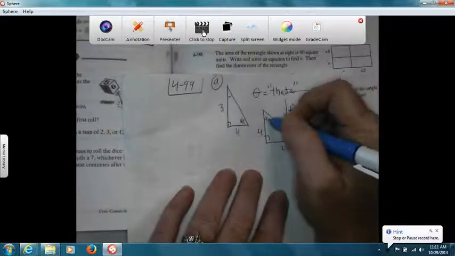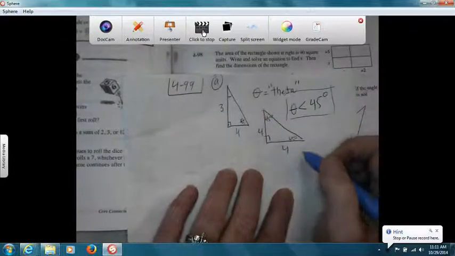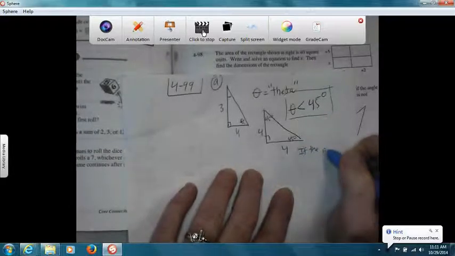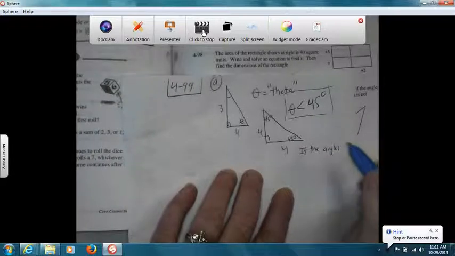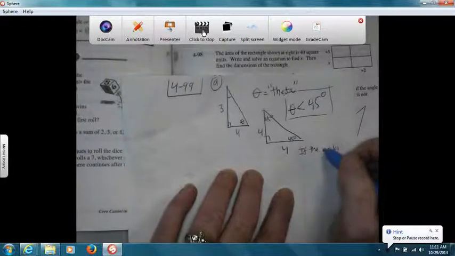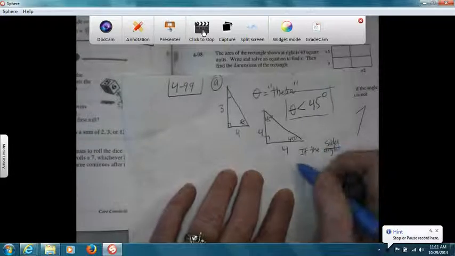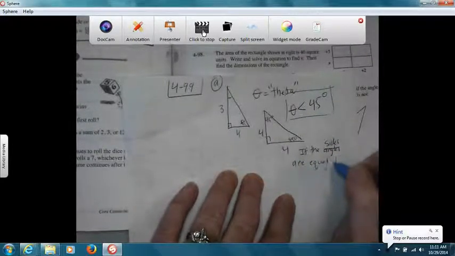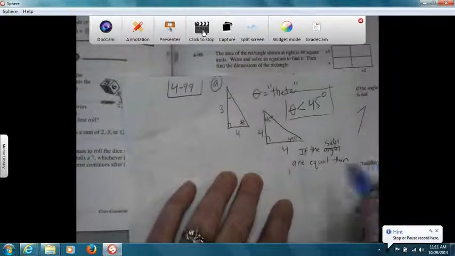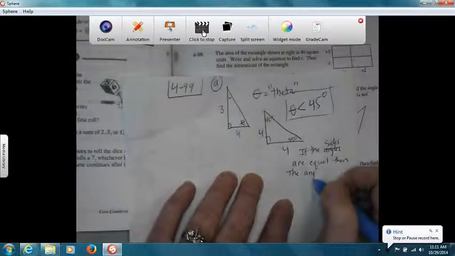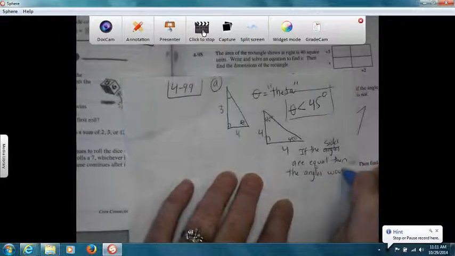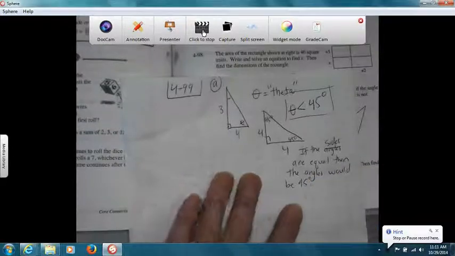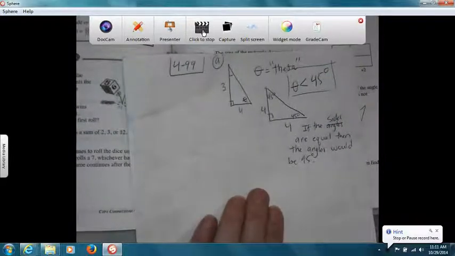And I'm going to write something. I'm going to say, if the angle, oh, I meant to say the sides. That is correct. If the sides are equal, then the angle would be 45. And just say something in your own words, because it says show how you know.